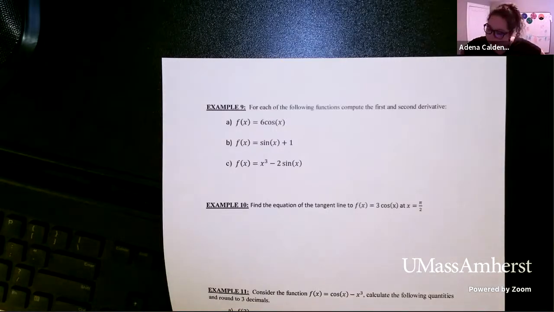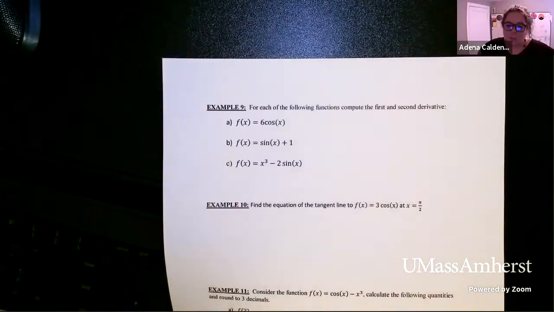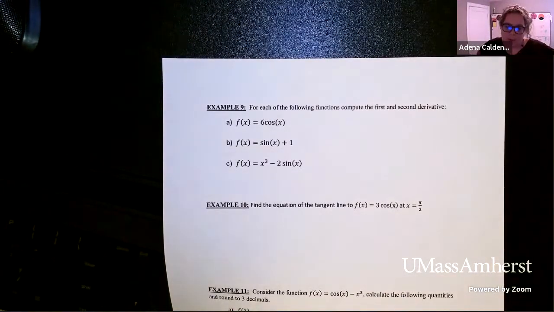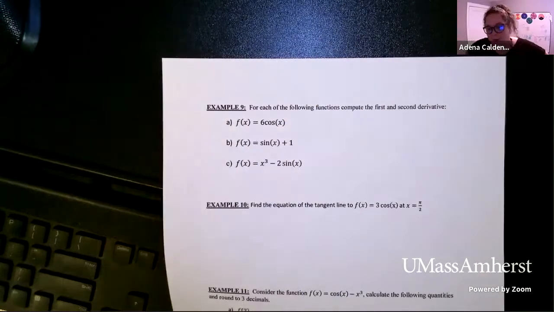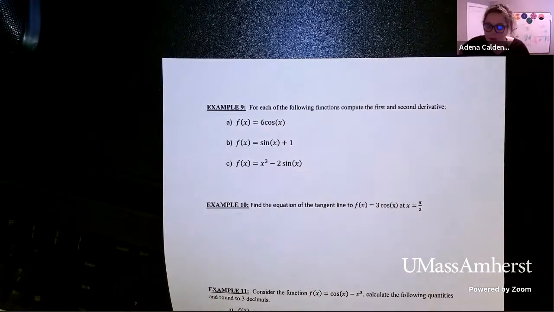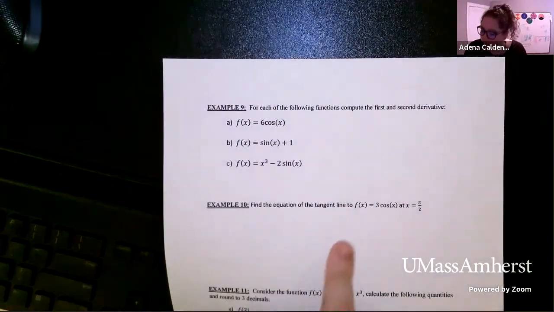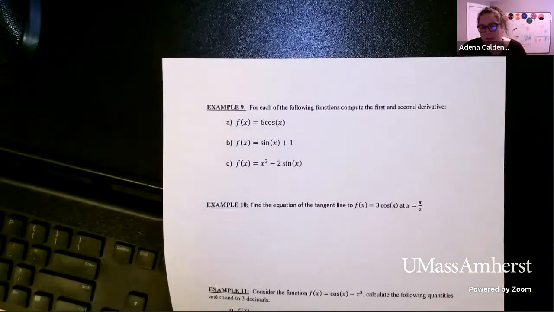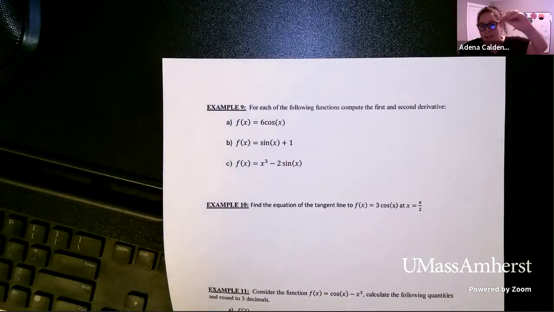derivative. For part B, we can see things separated by addition. So we can do them term by term. And same thing with part C, we can see it's separated by subtraction, so we can go term by term. So what I want you to do is find the first and second derivative for part A, B, and C. And then I also want you to take a stab at trying to find the equation of the tangent line of 3 cos x at x equals pi over 2 using that same process we used in the last problem.